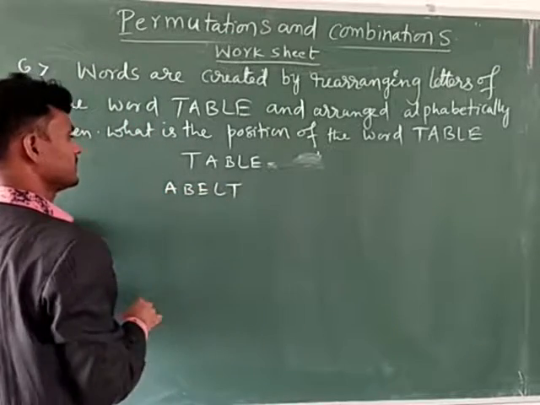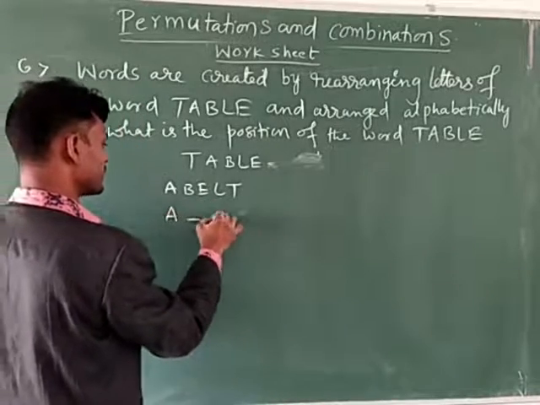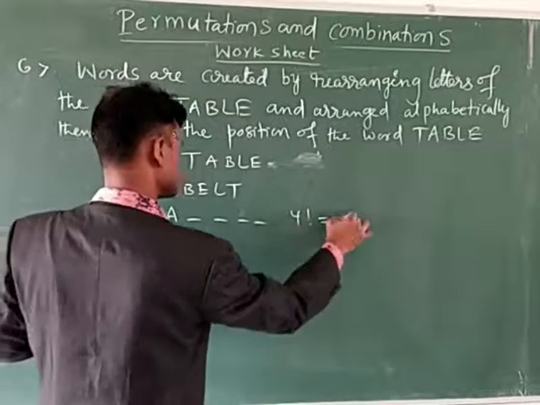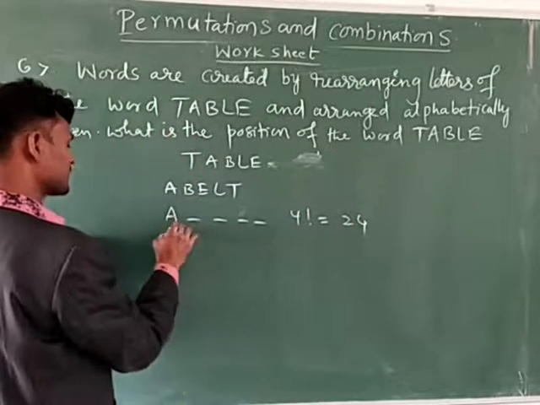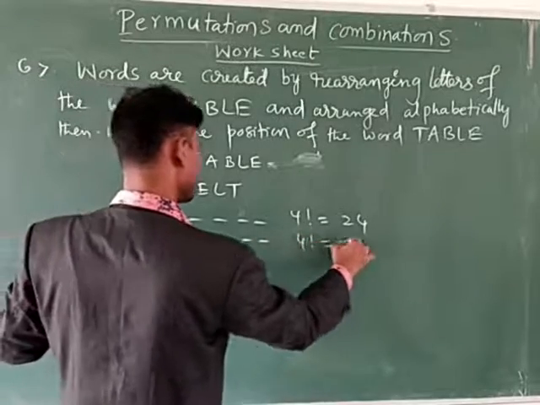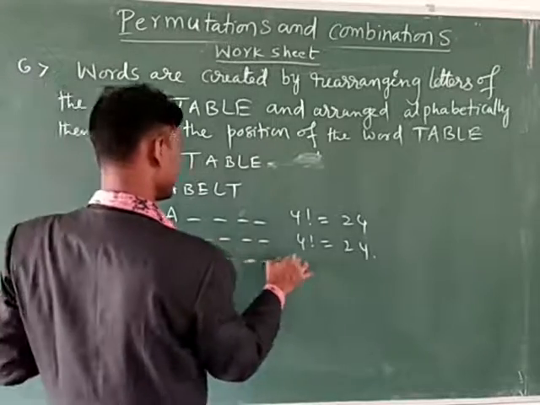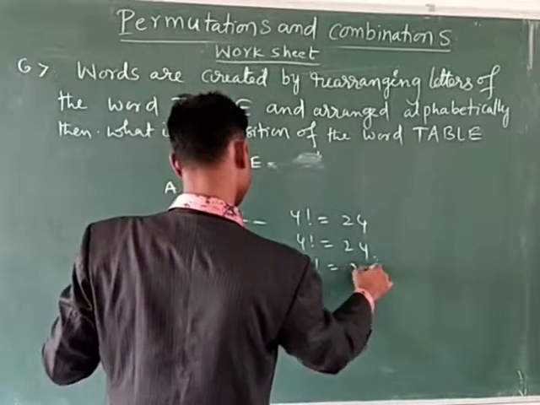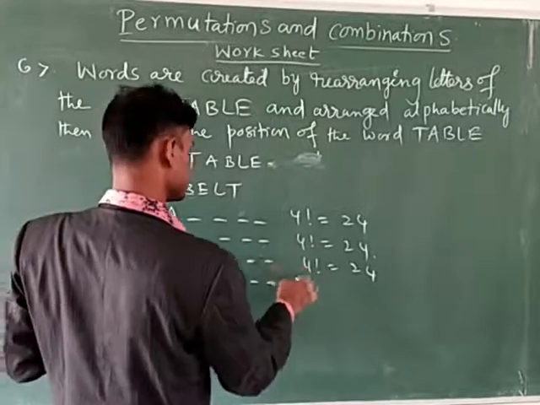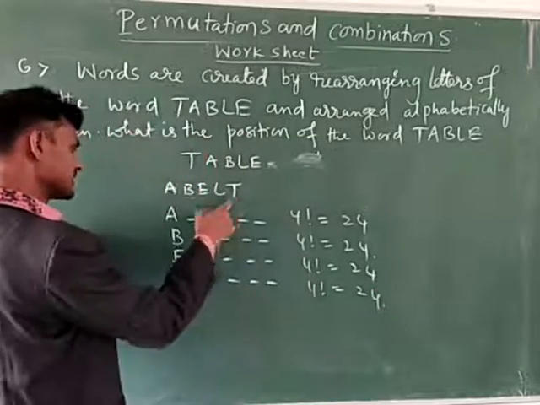A, B, E, L, T. Now it starts with the letter A, means 1 2 3 4, 4 factorial, which is 24. Again it starts with B, 4 factorial, again 24. Next is letter E, 4 factorial is possible, 24. Next letter is L, this is also 4 factorial, 24. Now next letter is T.